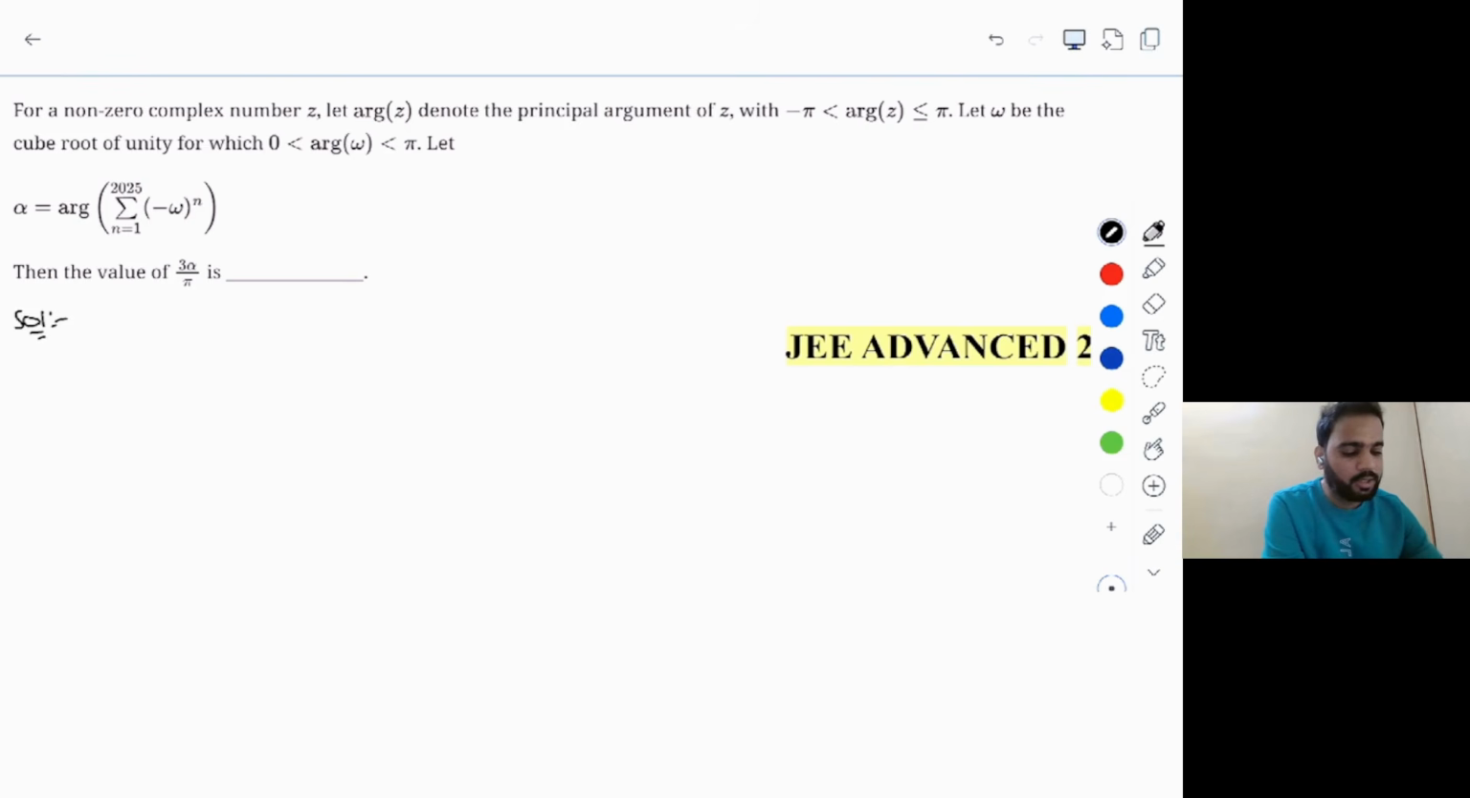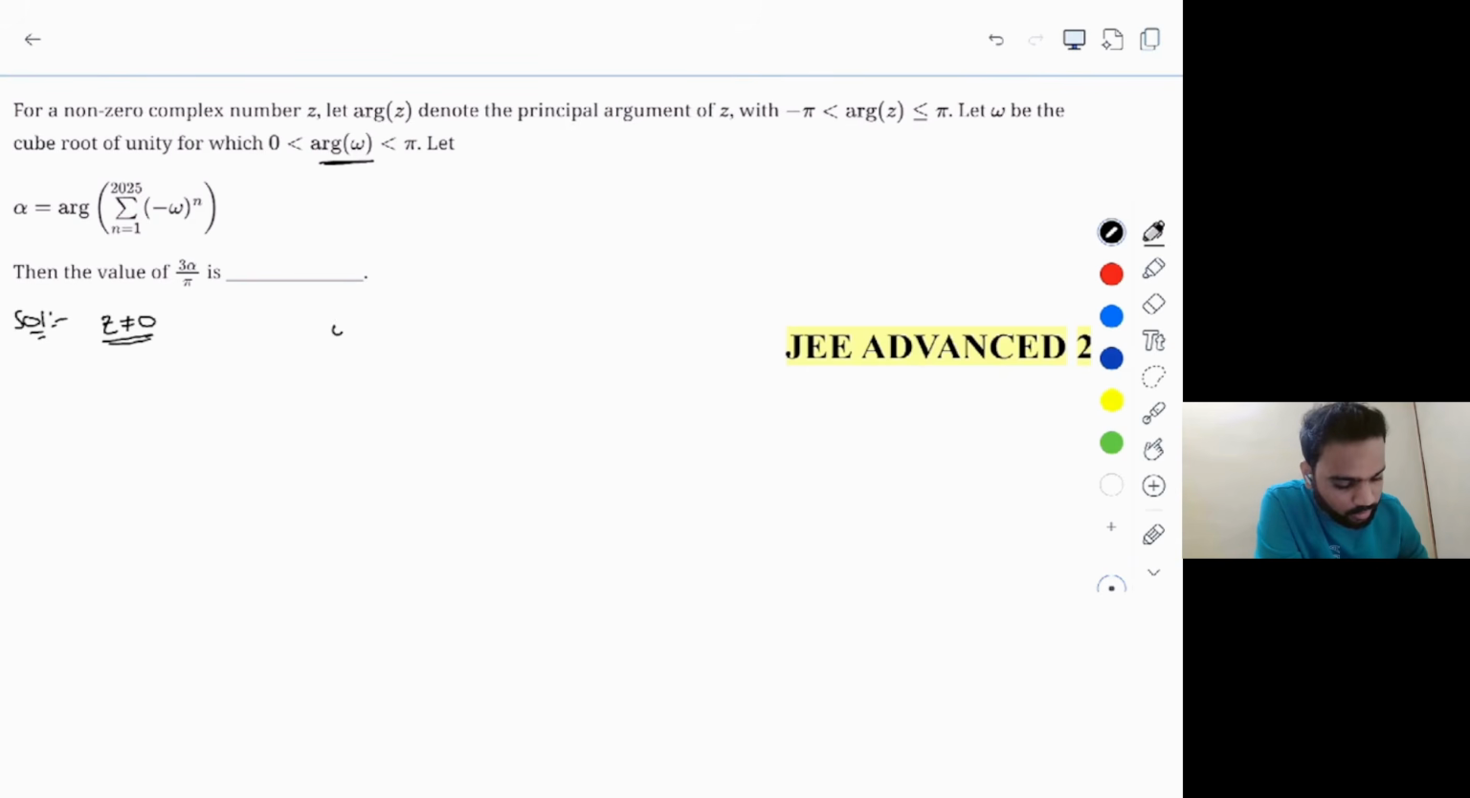So let's try to analyze the given question. First, they said that the complex number z is non-zero. So let's put all the conditions that are given. So z is not equal to 0. Moreover, they said that the argument of z should be chosen in the interval open minus pi to closed pi, which is obviously the principal interval of any complex number. And omega is given as the cube root of unity, with the argument of omega lying between 0 and pi.